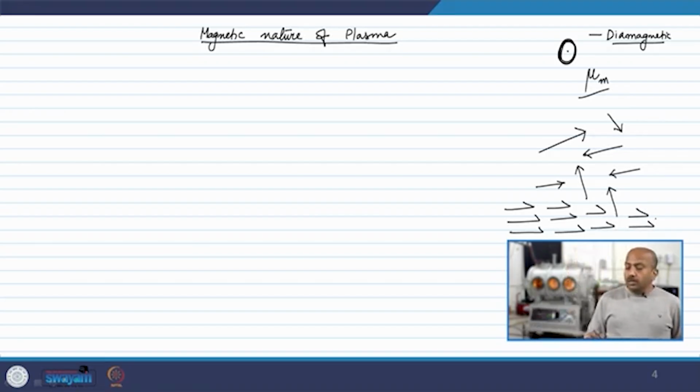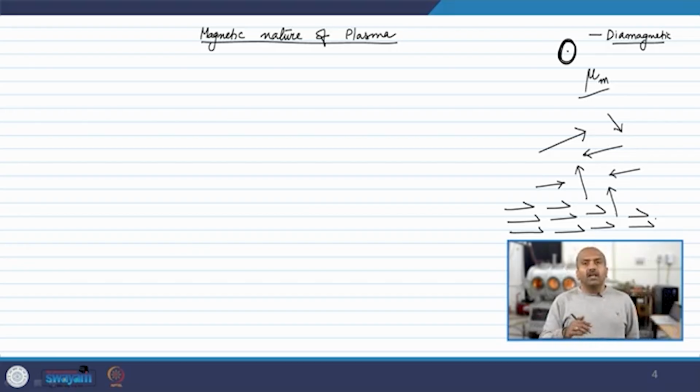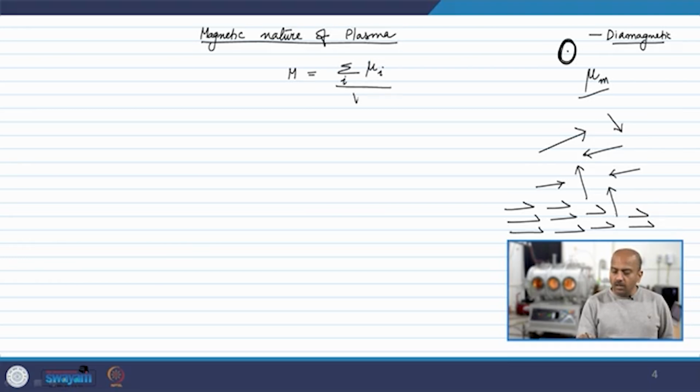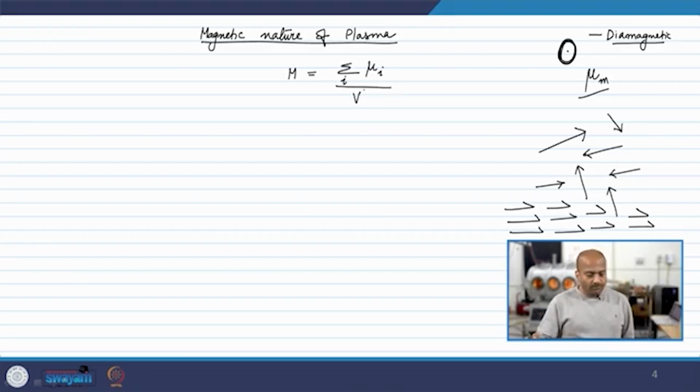Right. The measure of the amount of magnetization, or the measure of the effect of the external magnetic field on the material, is capital M. What is capital M? Capital M is the magnetization, which is basically the net magnetic moment mu I per unit volume. The units are Henry.